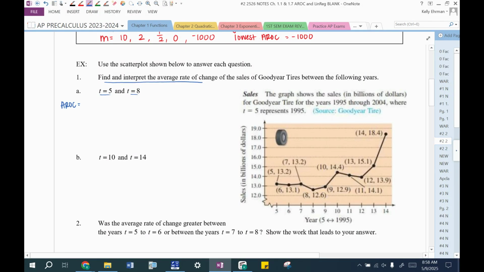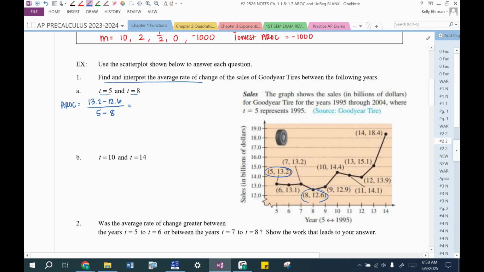So I don't really have a function, but I'm going to show the numbers that I'm plugging in. When we're at 5, we have 13.2, and when we're at 8, we've got 12.6. So I'm going to say, okay, 13.2 minus 12.6, and make sure you subtract in that same order. 13.2 went with 5, minus 12.6 went with 8. You can switch the order of these, 12.6 minus 13.2, then it's over 8 minus 5.